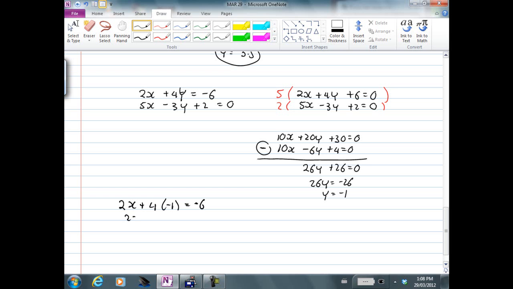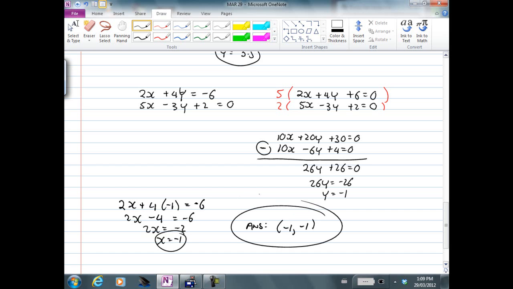Plug it in. Keep it simple. 2x minus 4 equals negative 6. 2x equals negative 2. x equals negative 1. When you write your answer, you've got to write it in coordinate form, remember. Answer: negative 1, comma, negative 1.